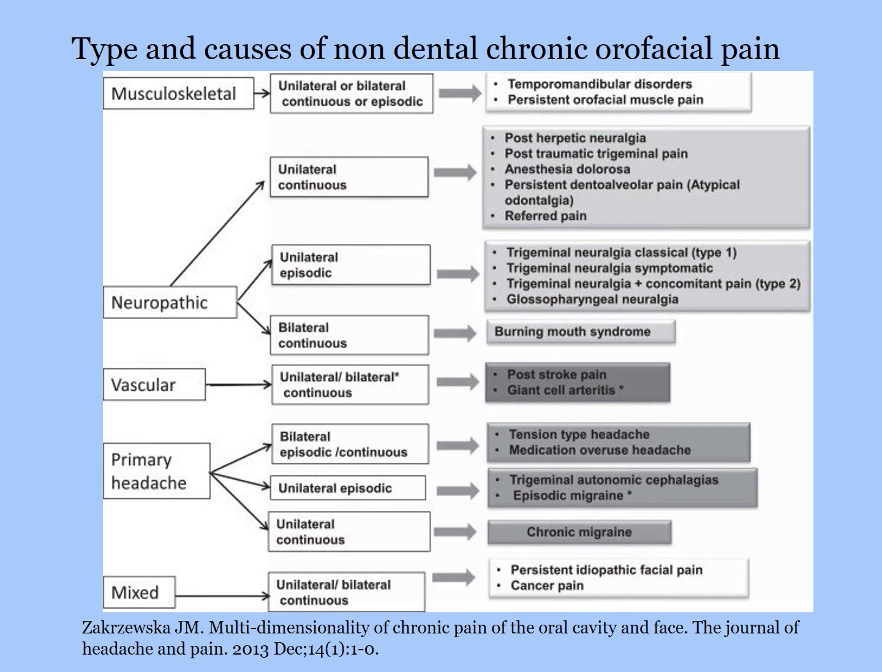When you're talking about vascular pain, you're either talking about unilateral or bilateral, generally continuous. It's seen in patients who have post-stroke pain or giant cell arteritis. Primary headaches can be either bilateral, episodic, or continuous, unilateral, episodic, or unilateral, continuous. When we're talking about bilateral, episodic, or continuous, they could either be tension type headaches or medication overuse headache. Unilateral episodic can be trigeminal autonomic cephalgias or episodic migraine. Unilateral continuous could be chronic migraine.